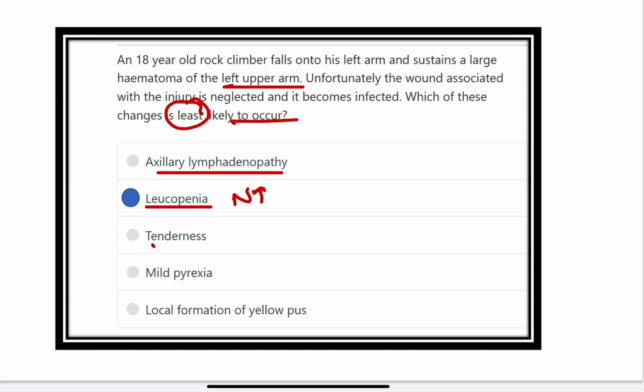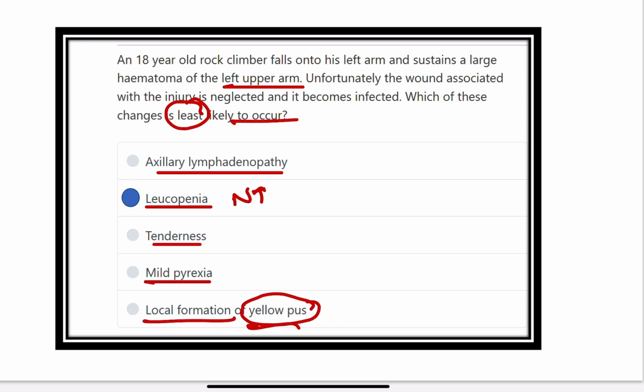Then tenderness is a very important clinical feature. Then mild pyrexia is also true. And local formation of yellow pus is also true, because there may be infection with actinomycosis, or infection with other organisms which cause yellow pus, like Moraxella. So in this condition, yellow pus also may be present.